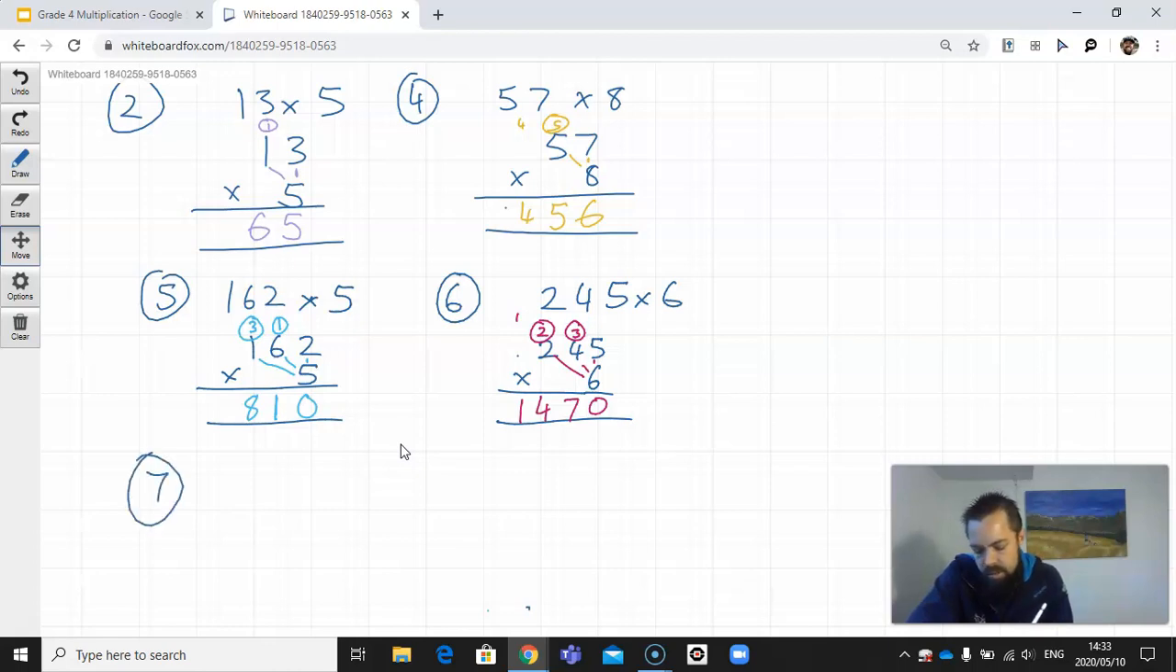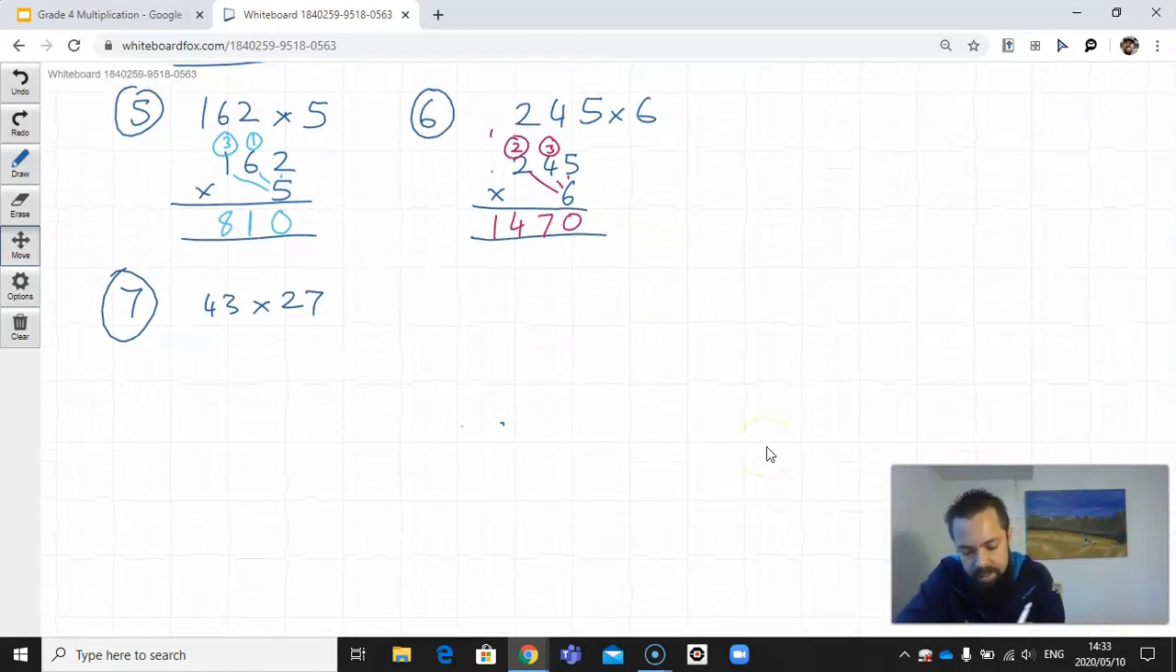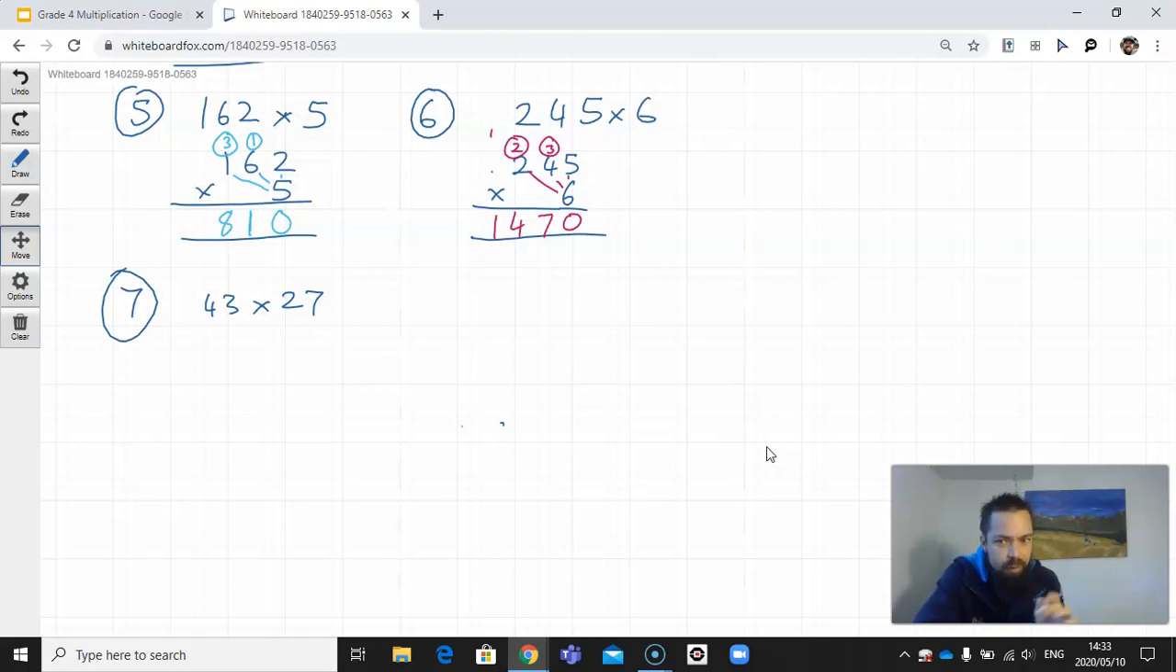Okay, 7. We are looking for the first time at a 2-digit by a 2-digit, what I like to call smiley multiplication. Let's have a go. So we lay it out the same. I think it's a really good habit to lay everything out before I start doing any calculations. That way I avoid the mistake of forgetting to put the second line in or forgetting to put the smiley face in.